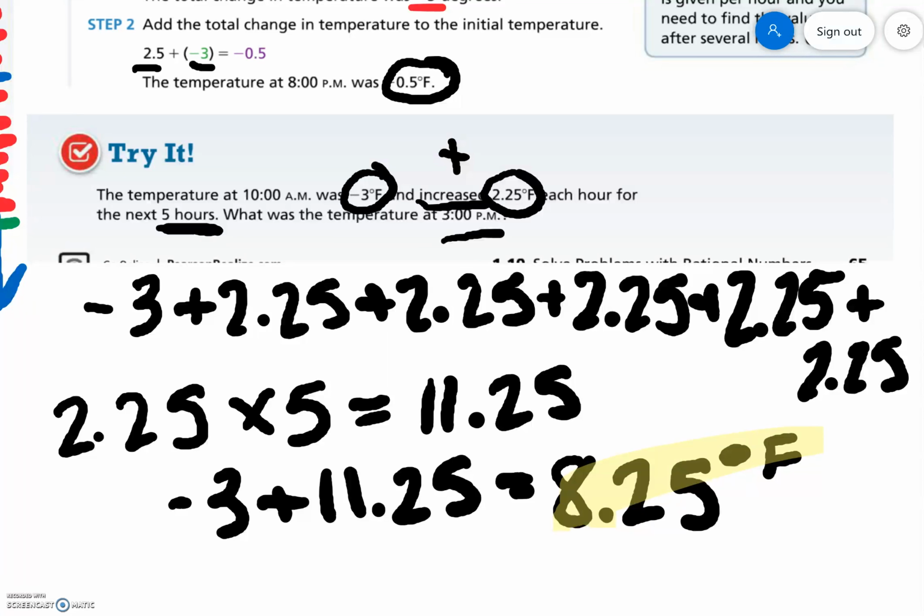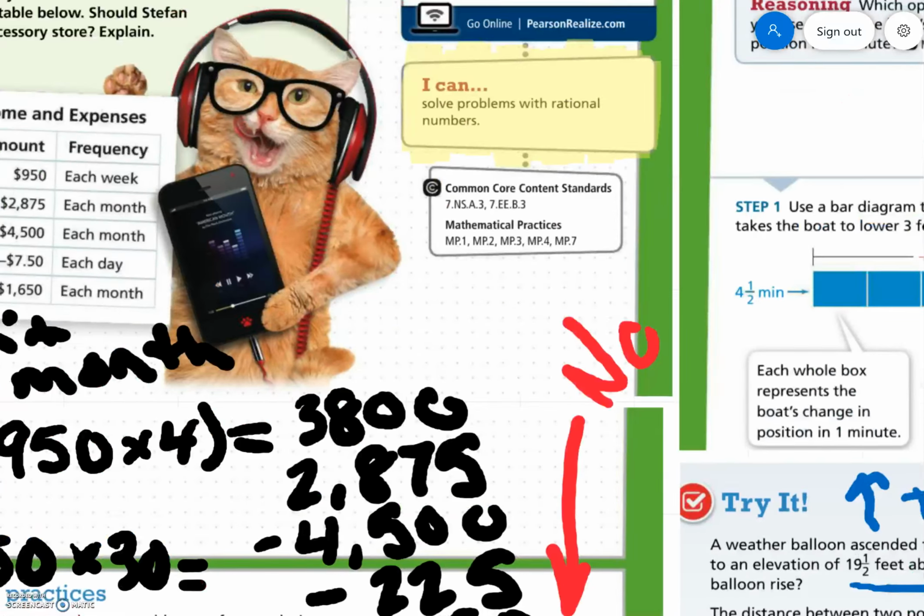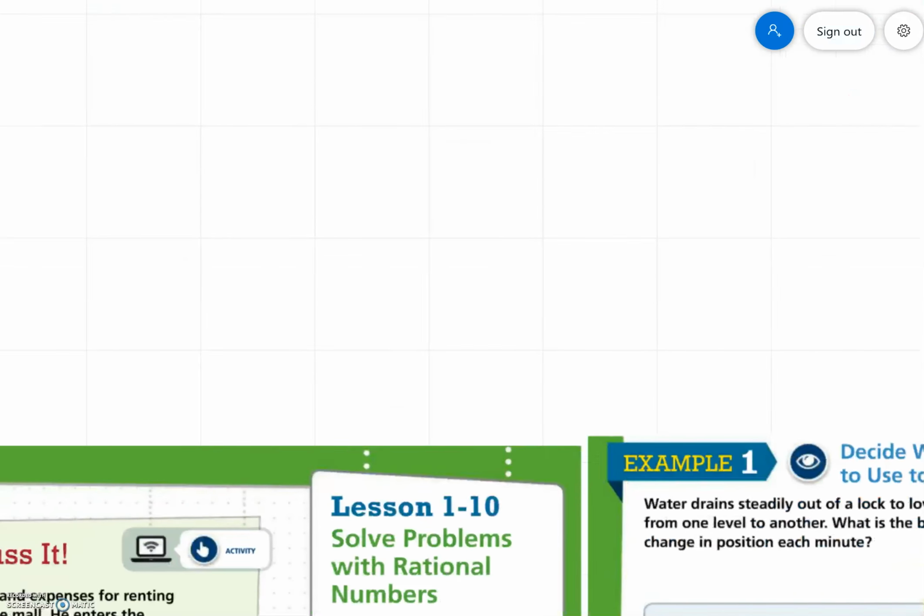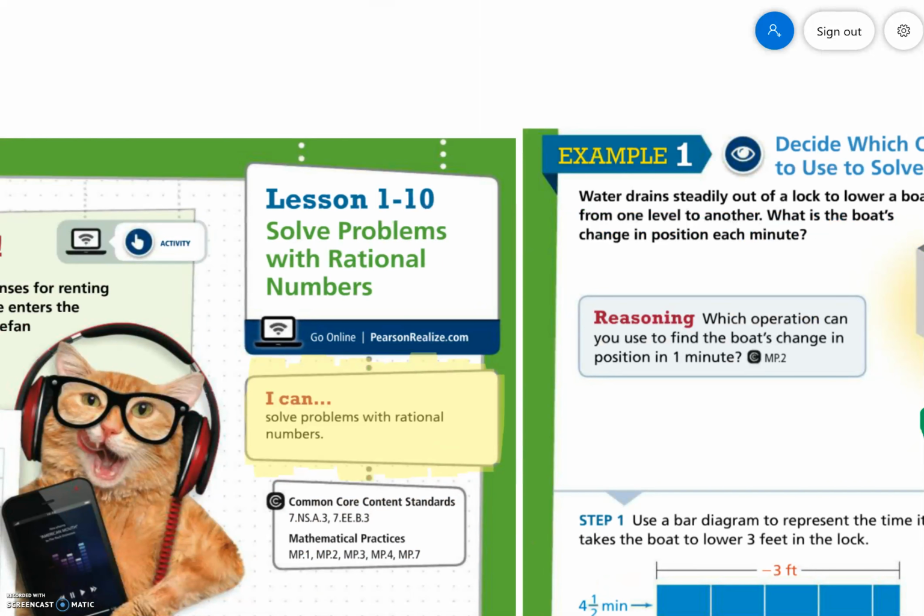Okay, let's see. Can we say, I can solve problems with rational numbers?